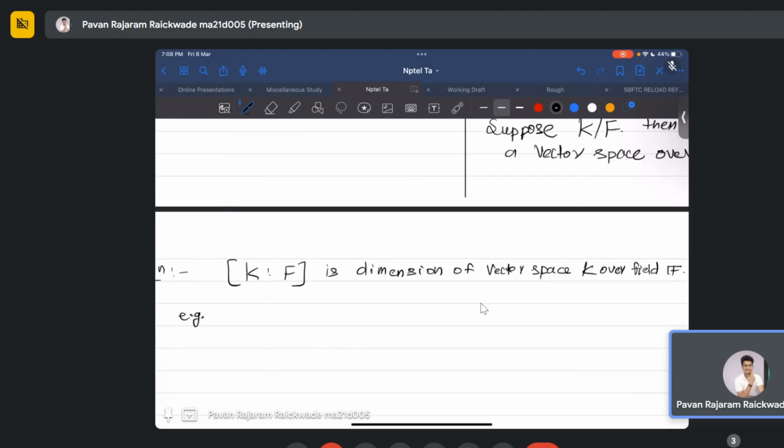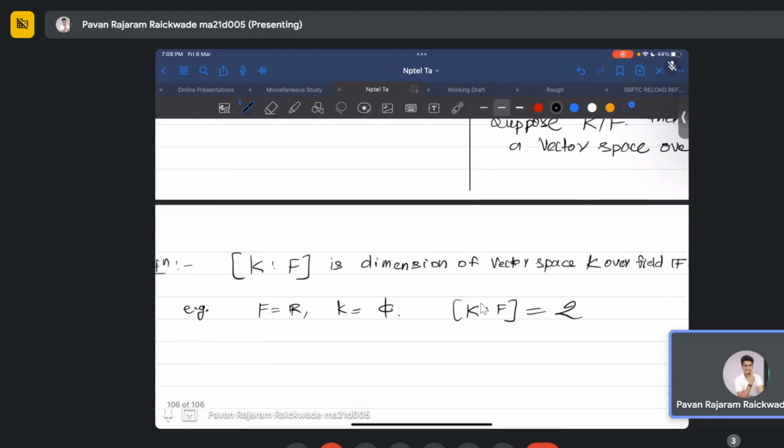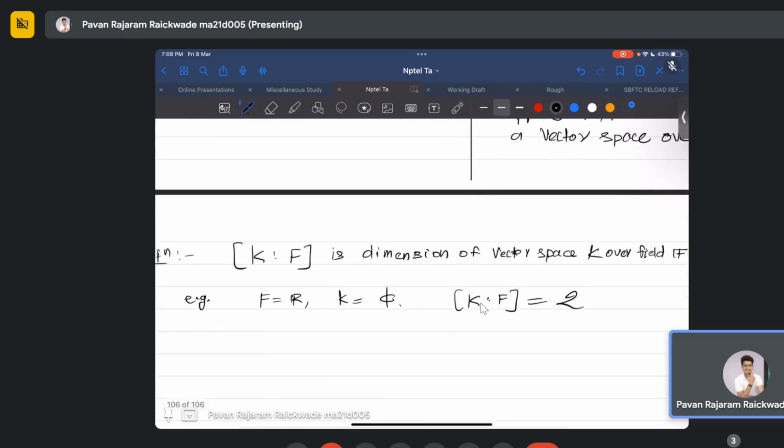Example: take F to be R and K to be C. Then C is a field extension of R. The set of all complex numbers forms a vector space over the field R, and [C : R] is 2. This is surprising: the dimension of complex numbers over itself is 1, but if you take the field as the reals, then the dimension is 2.